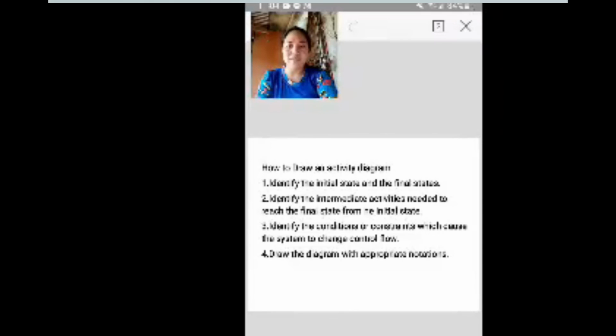How to draw an activity diagram. First, identify the initial state and the final state. Second, identify the intermediate activities needed to reach the final state from the initial state. Third, identify the condition or constraints which cause the system to change control flow. Fourth, draw the diagram with appropriate notations.